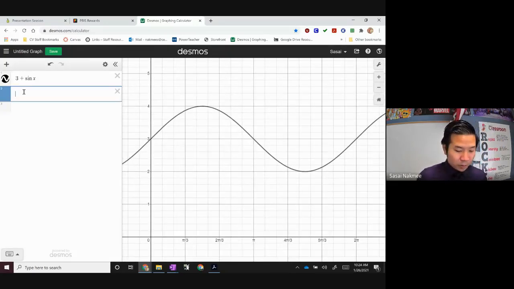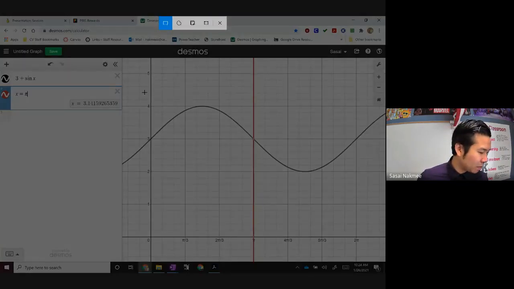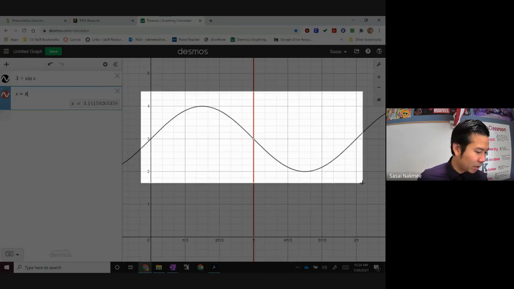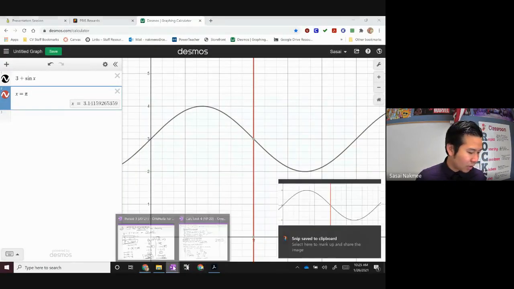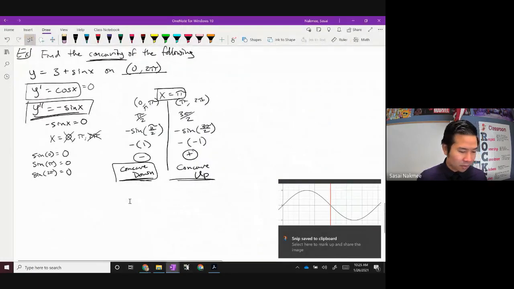But I'm going to put into place here x equals pi, which was my new point that sees where it goes from concave up to concave down. I'm going to go ahead and screenshot this real quick. Give me 1 second. So I'm only going from 0 to 2 pi, which is from there to there. Let's go ahead and put this into here.